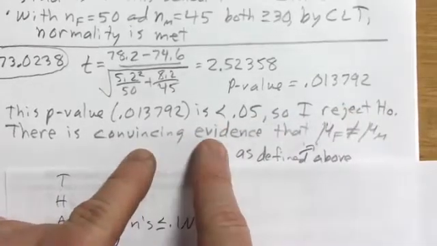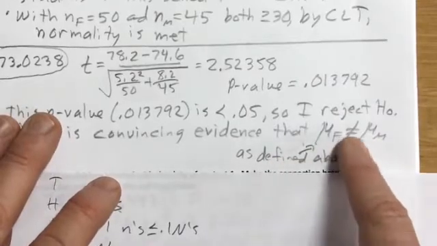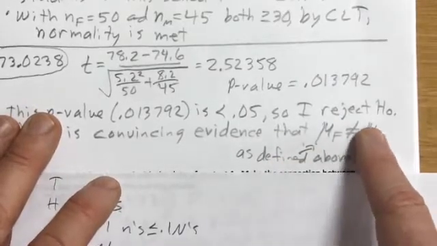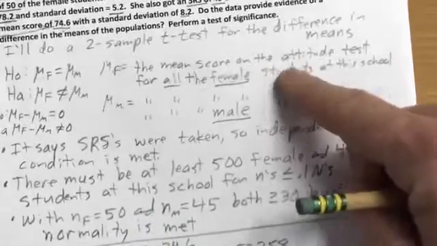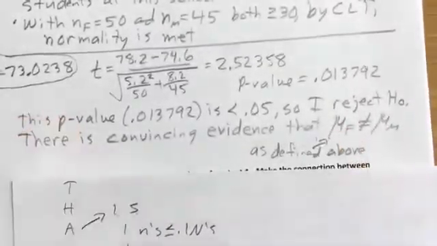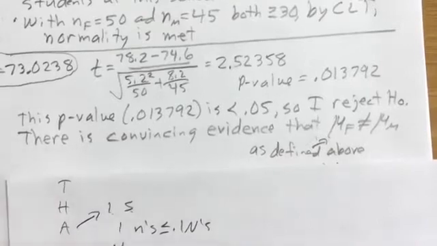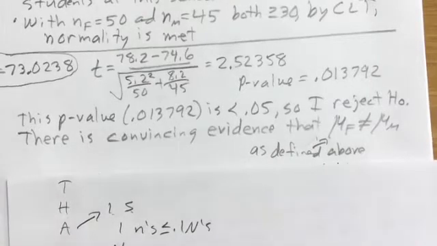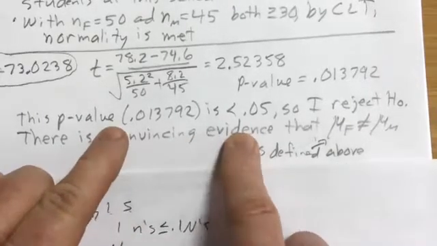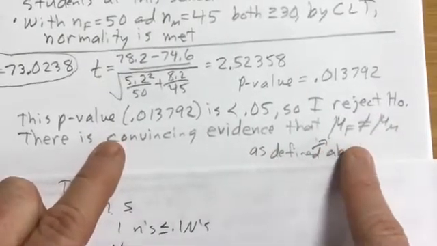There is convincing evidence that, and you restate the alternative in context. And you can state it like this for me. Technically, you're supposed to rewrite the context, but that's sort of a lot to me. So if you just write it like this, that is full credit to me, and it should give you full credit on the AP exam. Although I would go ahead and write it all out because it does sort of irritate some of the gurus. So if your p-value is low, reject the null, and you have convincing evidence for the alternative.